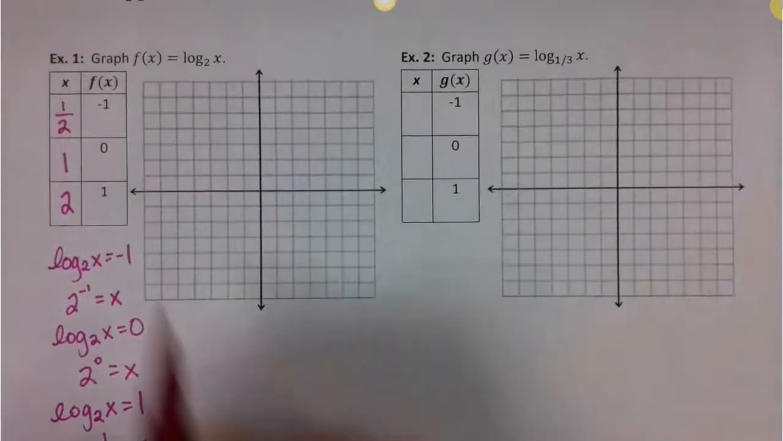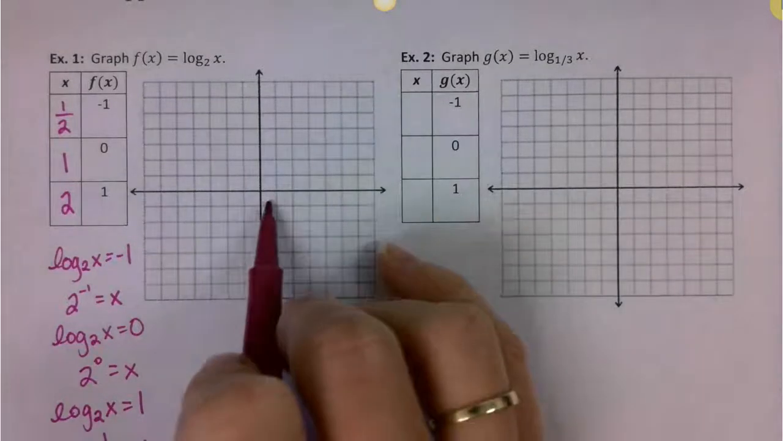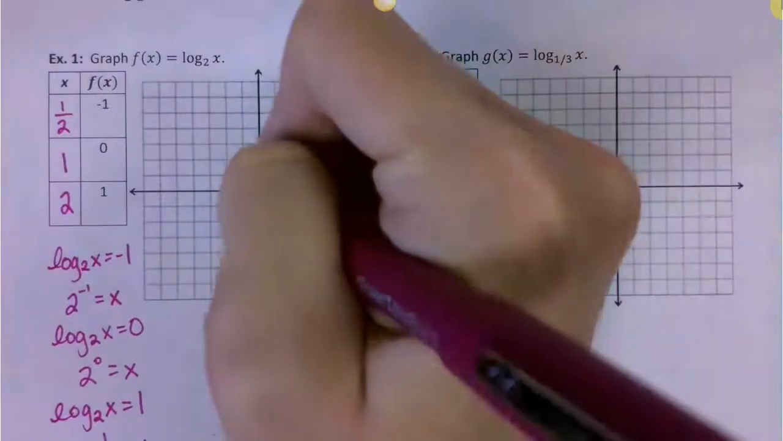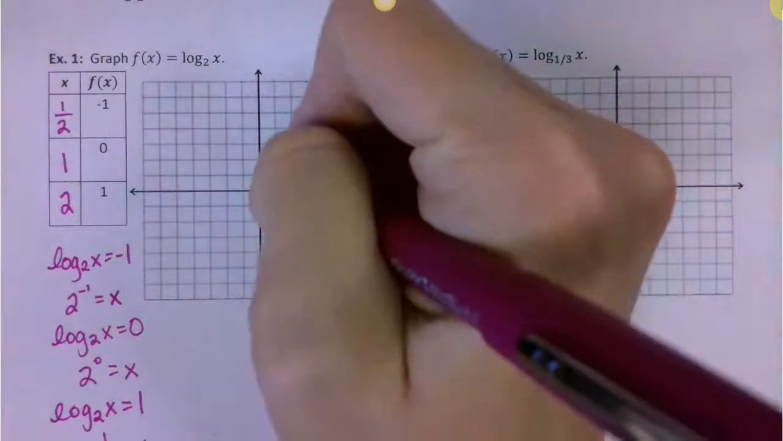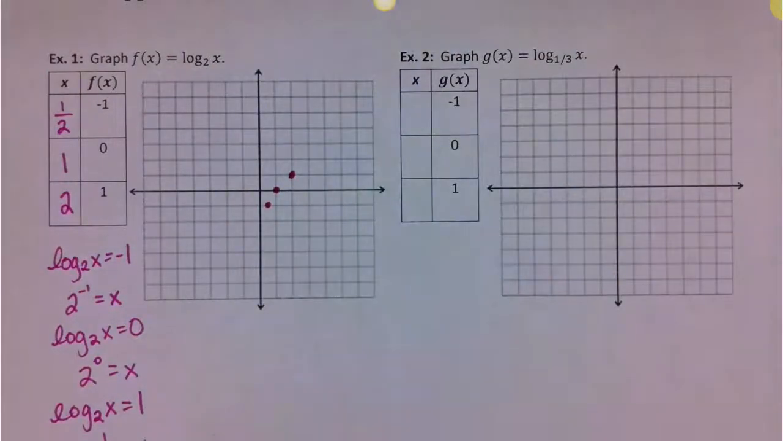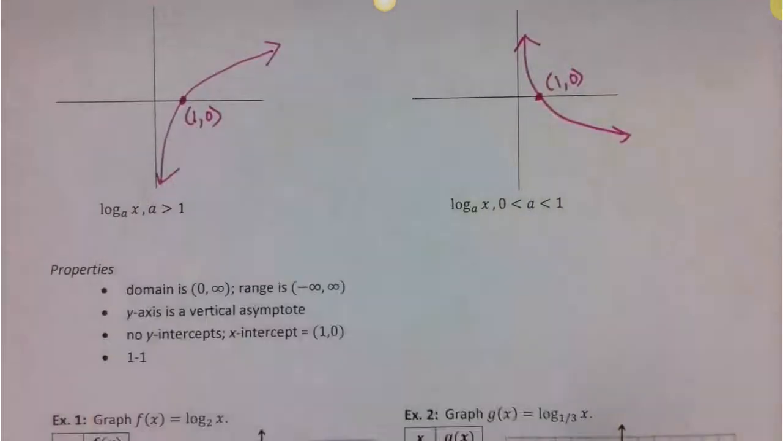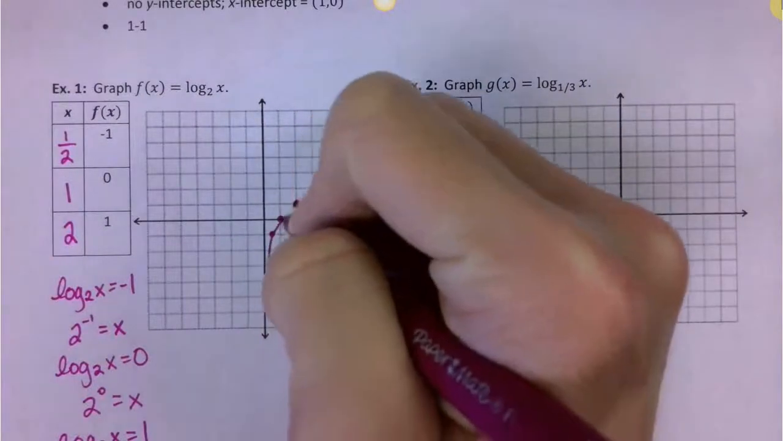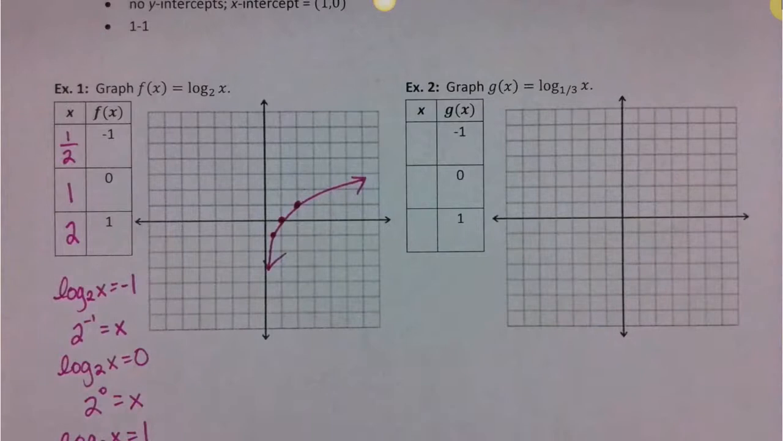And now I have this set of ordered pairs that I can graph to figure out what the graph of log base 2 of x looks like. So we've got (1/2, -1), which would be located here, (1, 0), which is here, and (2, 1), which is here. And then I'm just going to connect those points with a curve that looks similar to this one. So we end up with something like that for the graph of log base 2 of x.